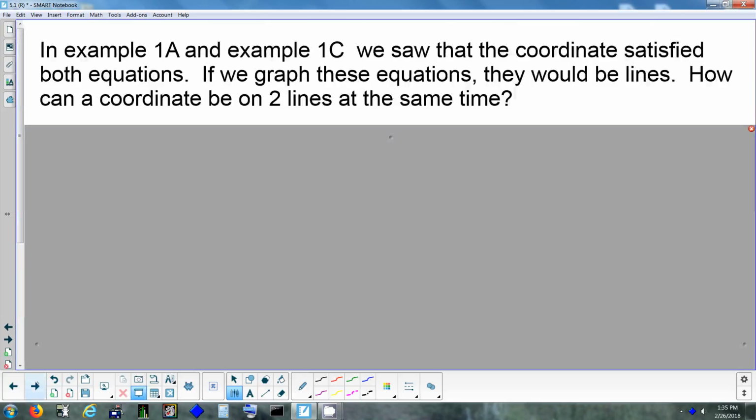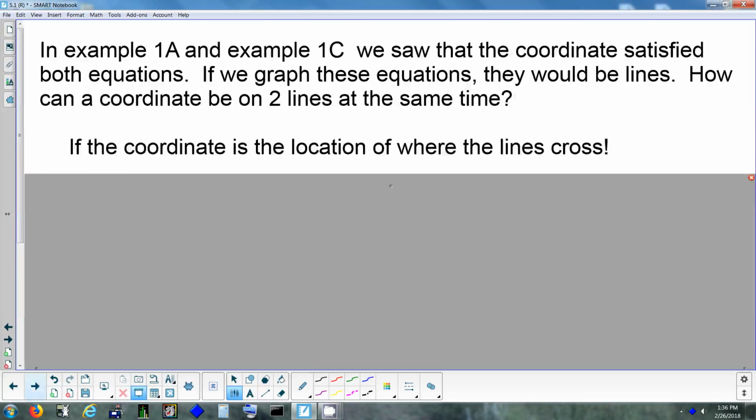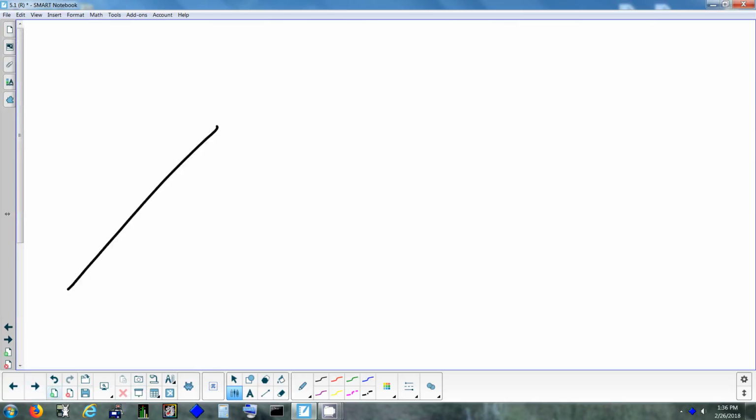So how can the same coordinate be on two different lines at the same time? Because they intersect. If you drew a line like this, and you drew a line like that, the coordinate in A and C is this one right there. It works on the black one, it worked on the red one. It's where the two lines crossed.